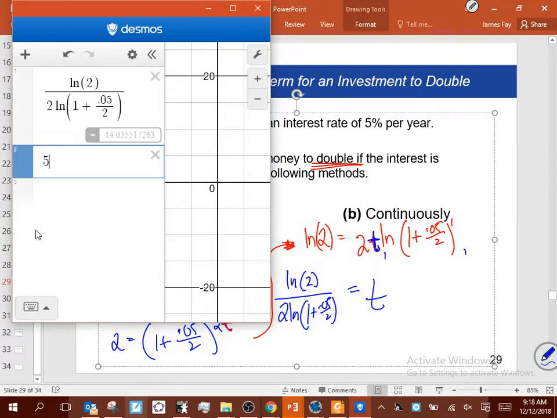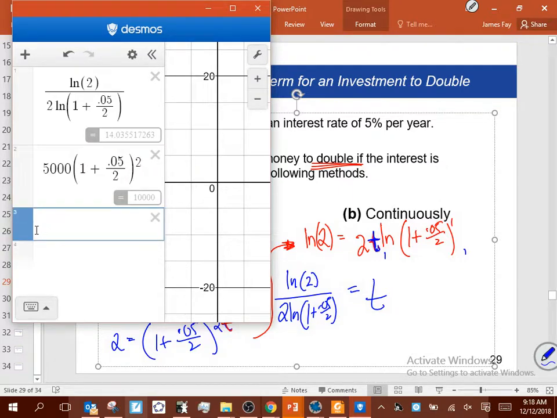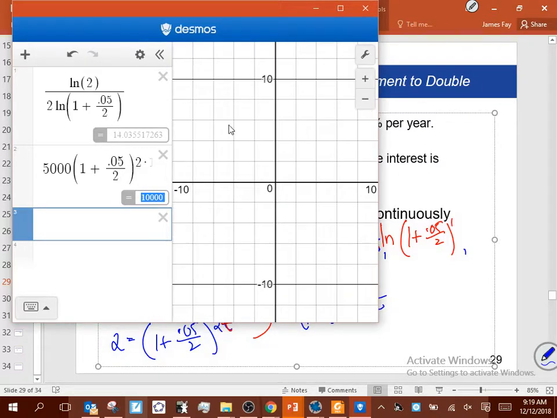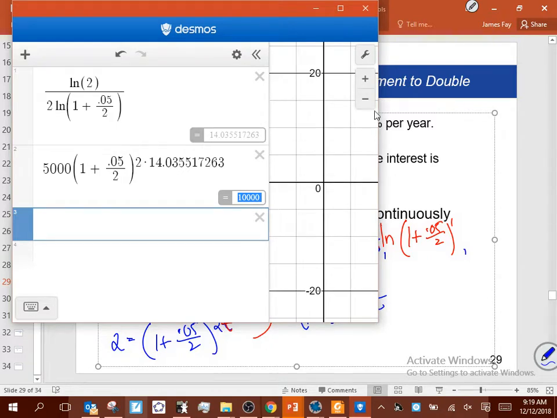If I type in 5,000 times 1 plus 0.05 divided by 2, raised to the 2 times that number, what quantity do I end up with? 10,000, okay? So it does show me that I've got the right value there for time.